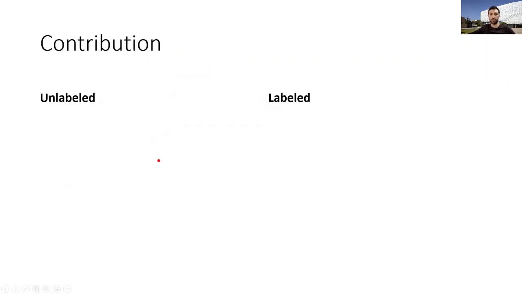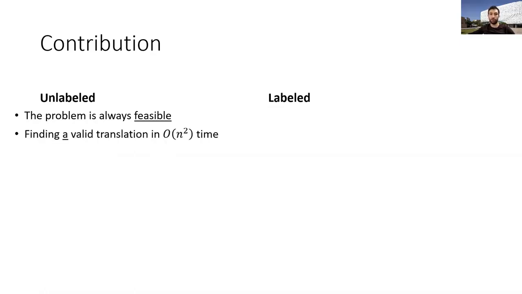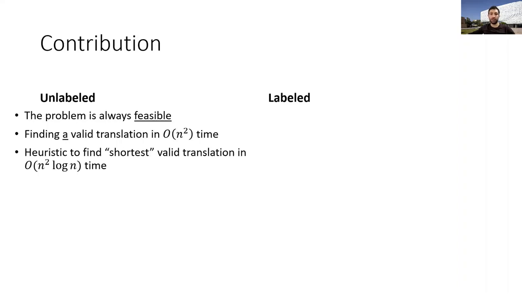Let's briefly go over the results of our paper for both labeled and unlabeled versions. It seems like the unlabeled version is much harder than the labeled version, but we managed to prove that the problem is always feasible. There is always some translation V that we can reposition T by, and finding a matching and an itinerary that is collision-free. Moreover, we showed how to find such a valid translation in O of n squared time. And we came up with a heuristic to find the shortest translation among a subset of valid translations in O of n squared log n time.